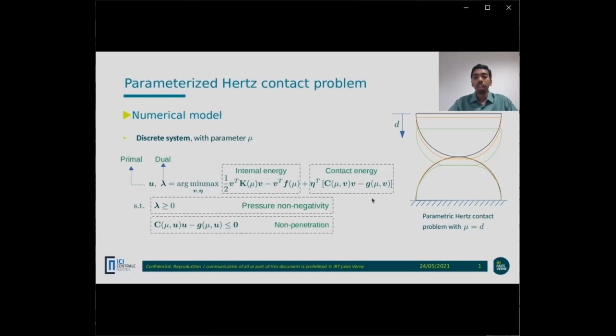Also, there are 2 inequality constraints. One is the pressure non-negativity condition, and another is the non-penetration condition between the two surfaces.